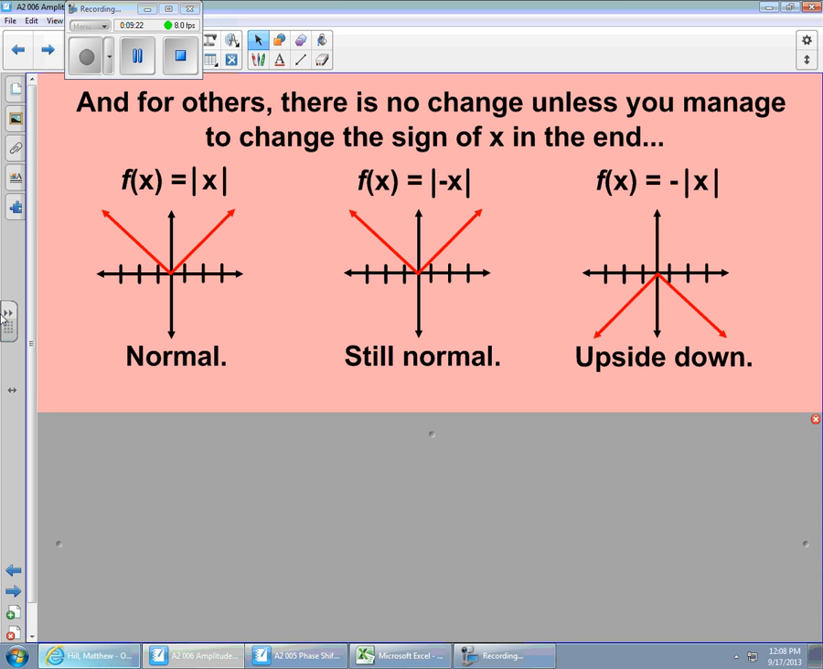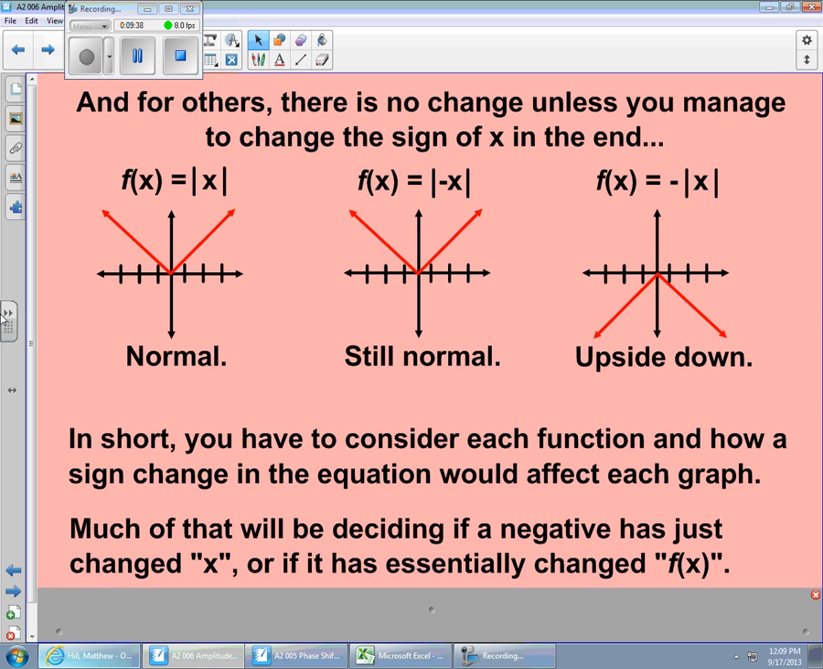Now what we need to do is figure out a little bit of a system here. How are we going to determine when graphs are going to be flipped upside down or when they're going to be flipped sideways and stuff like that? And I wish I had a great way to explain it to you, but I really don't. The only thing that's going to save you here is really thinking about what's going on.